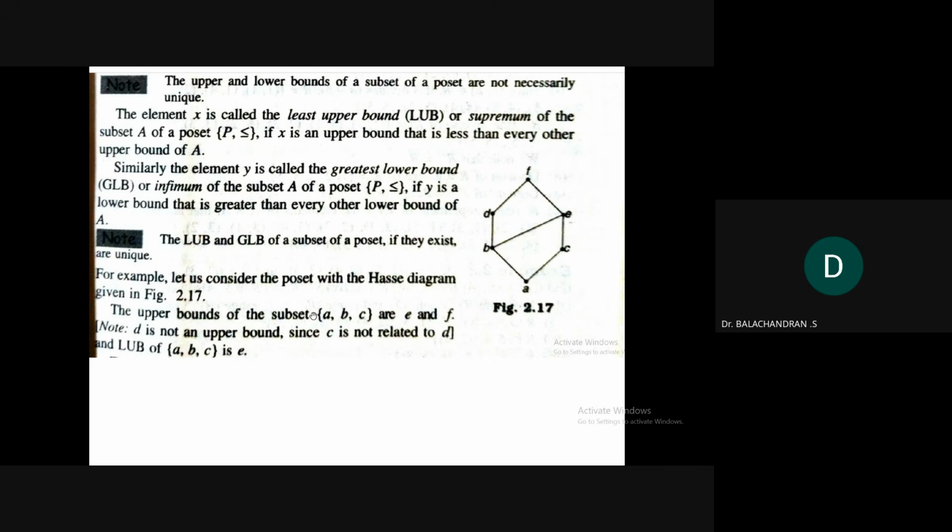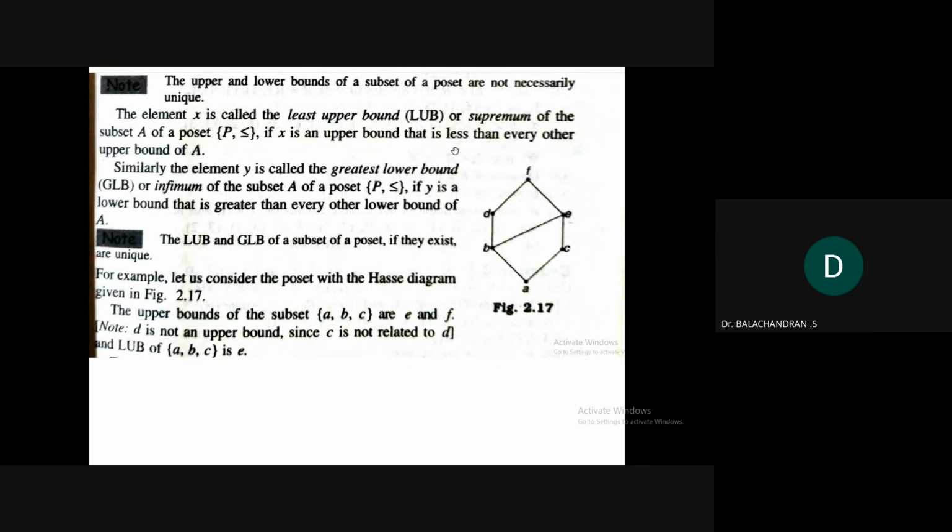The upper bounds of the subset {A, B, C}. Here, capital A is what? It is A, B, C. What is the upper bound of A, B, C? E and F. Here D is not an upper bound, the reason being C is not related to D. So the upper bounds of A, B, C are E and F. Now among E and F, which one is the least? E. That's why the least upper bound of A, B, C is E.